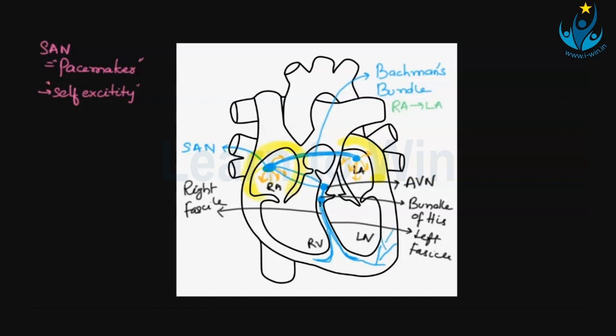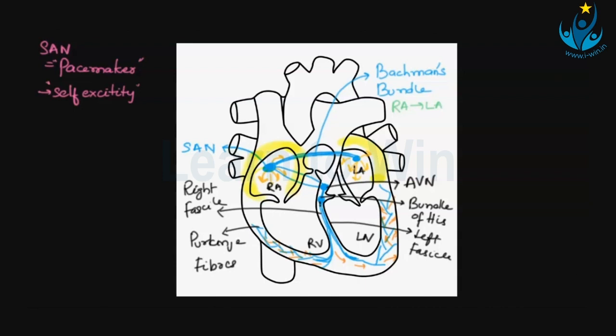These fascicles become branched off like this. These branched off structures are called the Purkinje fibers. And what happens to the signal? The signal now moves from the fascicles through the Purkinje fibers, and it reaches the entire ventricle very fast.